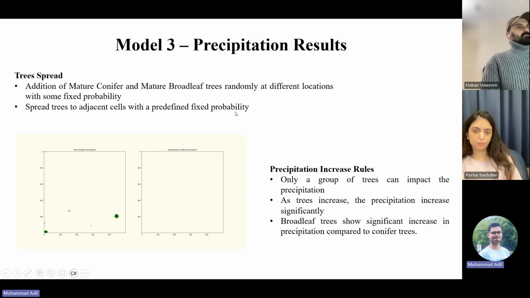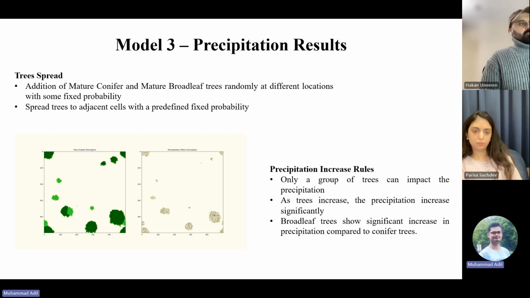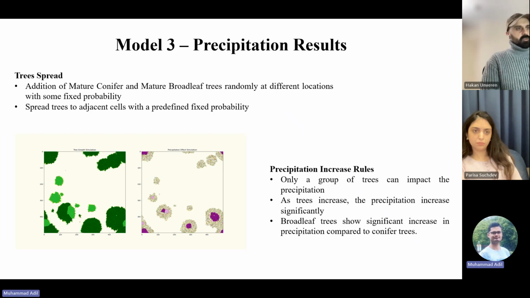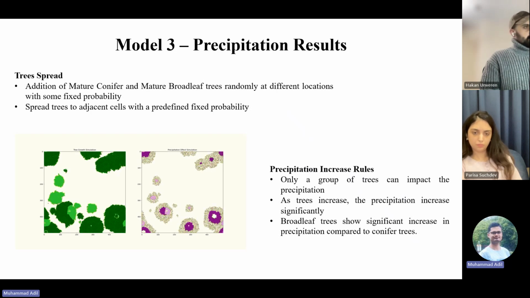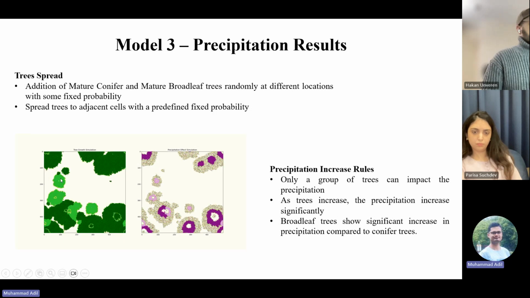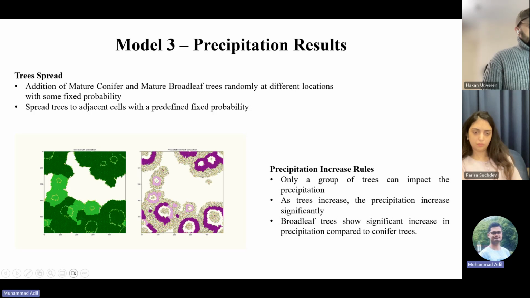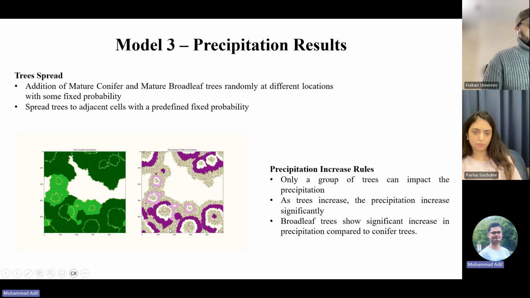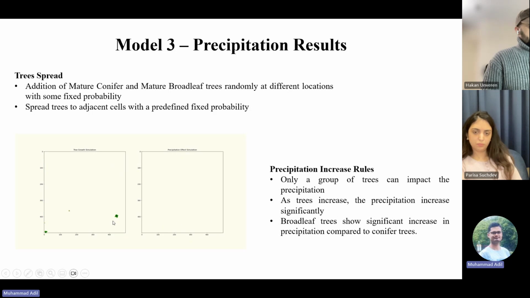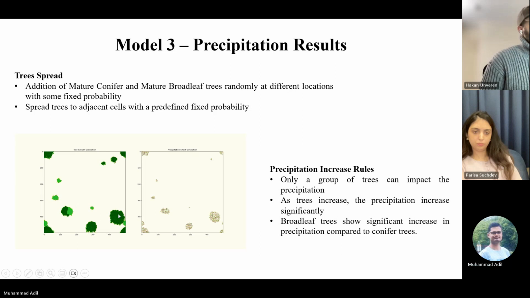And as for the rules, for the tree spread we are using the same mechanism. Once the trees are added at a random location, they will start spreading into the adjacent cells, and then into other parts of the forest, mimicking the spreading mechanism. But here we can see that once the trees are added, they start impacting the precipitation, which is indicated by the light orange color, and that impact is not very high. We will have a high impact once we have enough trees in a cluster.